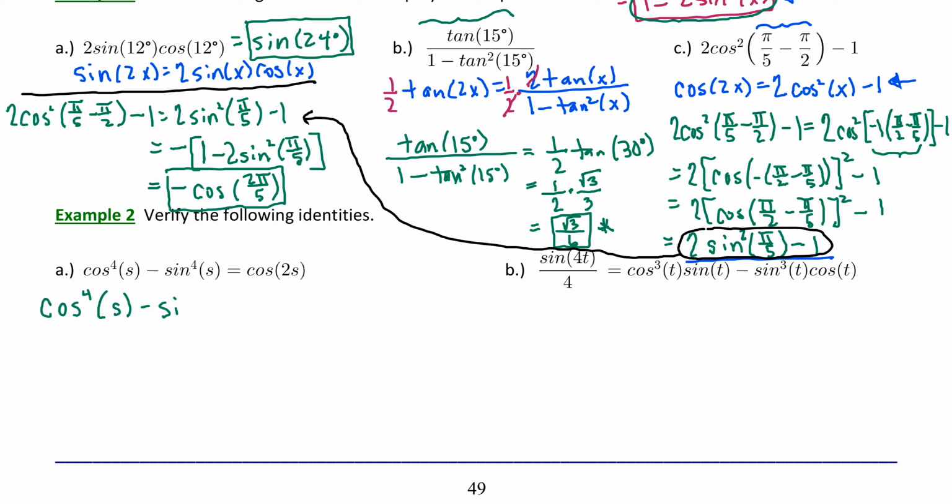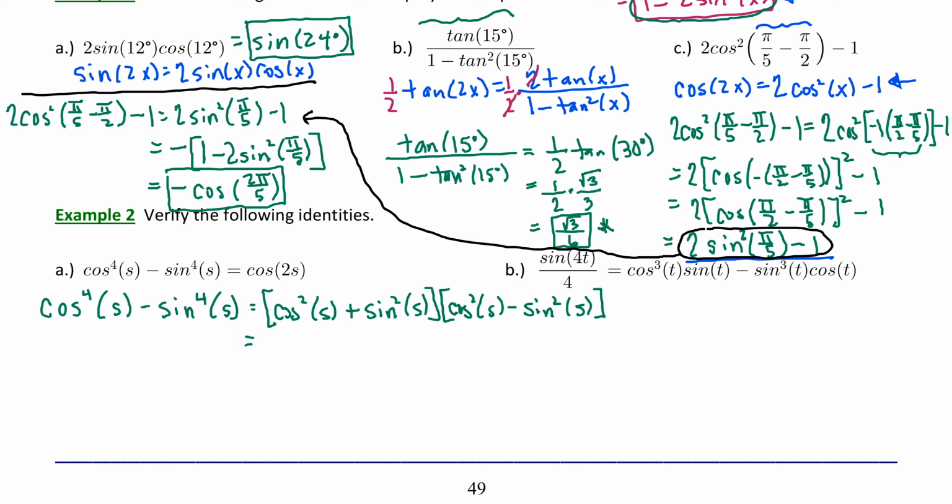Notice on the left side we have the difference of two squares. So we can factor it as such. We'll take the square root of the first term, cosine squared of s, plus the square root of the second term, sine squared of s, times the same two terms with a different sign in between. Cosine squared of s minus sine squared of s. Notice we're just factoring the difference of two squares, a squared minus b squared, using the pattern a plus b times a minus b. Now, cosine squared plus sine squared is equivalent to 1 according to our Pythagorean identity. So I can replace that with 1, or we can just ignore it there.